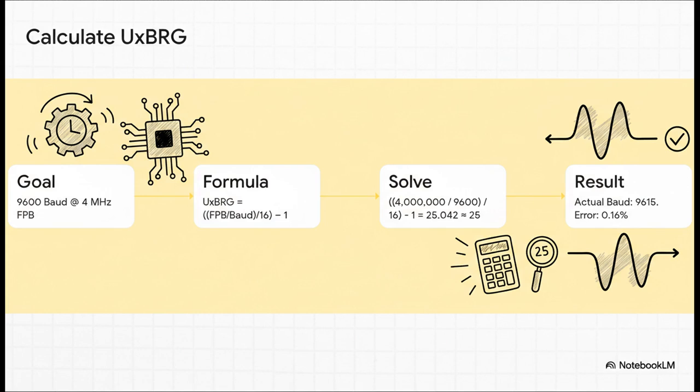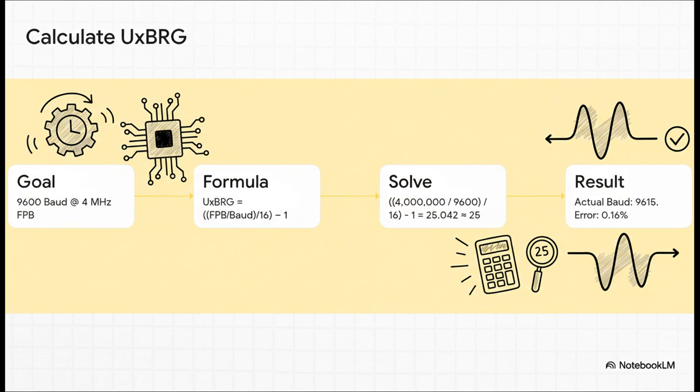Let's say our goal is a super common speed, 9600 baud, and our chip's peripheral clock is running at 4 megahertz. We just plug those numbers into our rearranged formula, and we get 25.042. Now, obviously, you can't put a fraction into a hardware register, so we just round it down to the nearest whole number, which is 25.